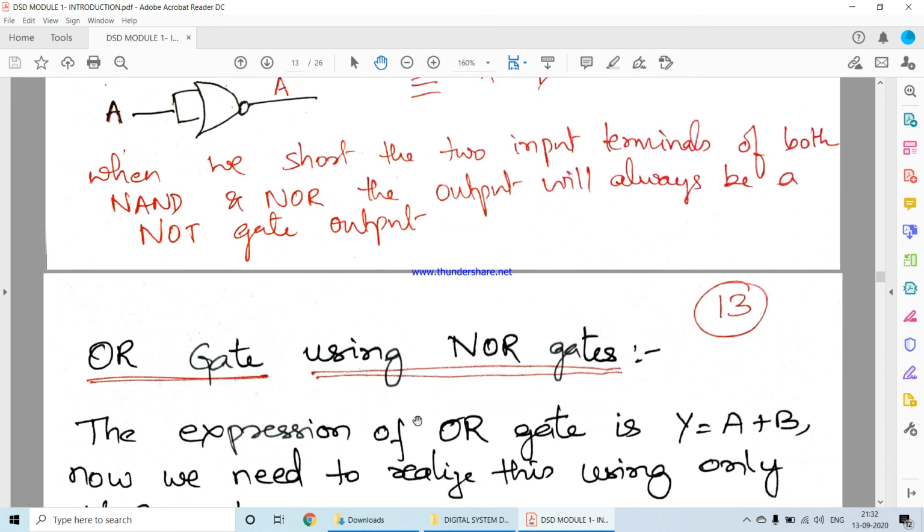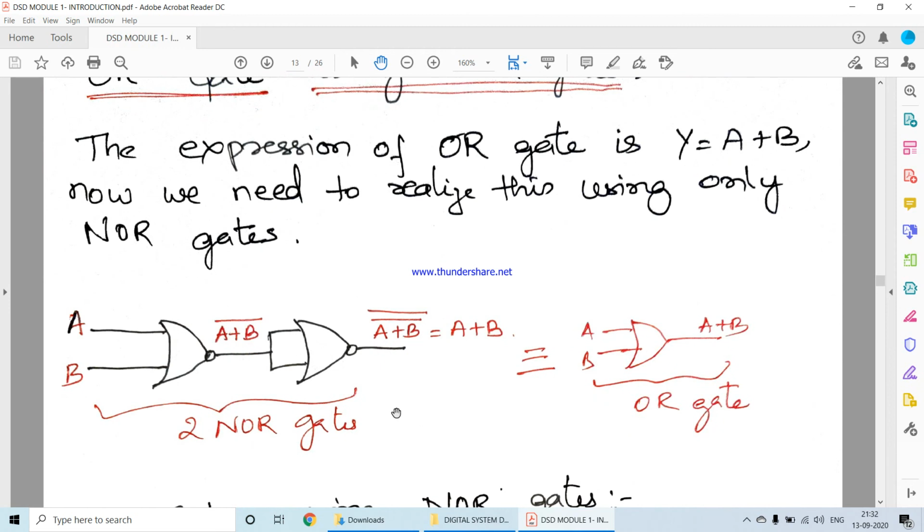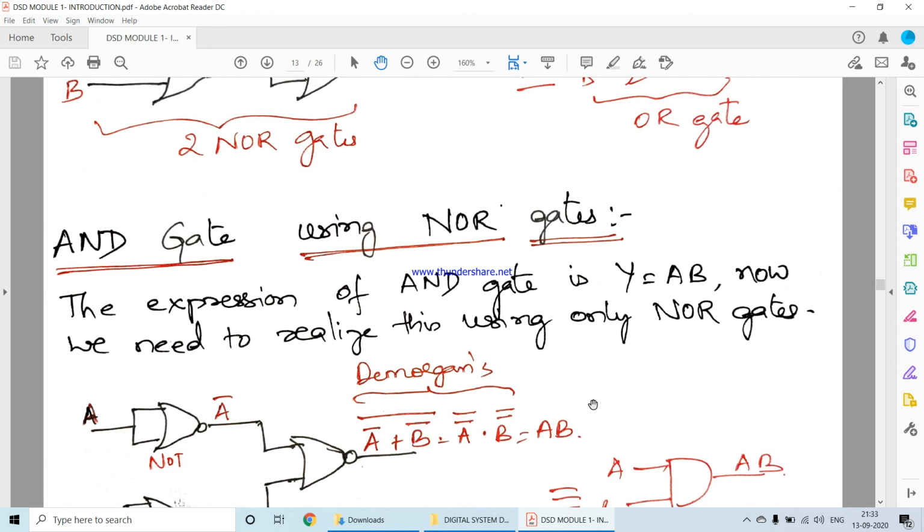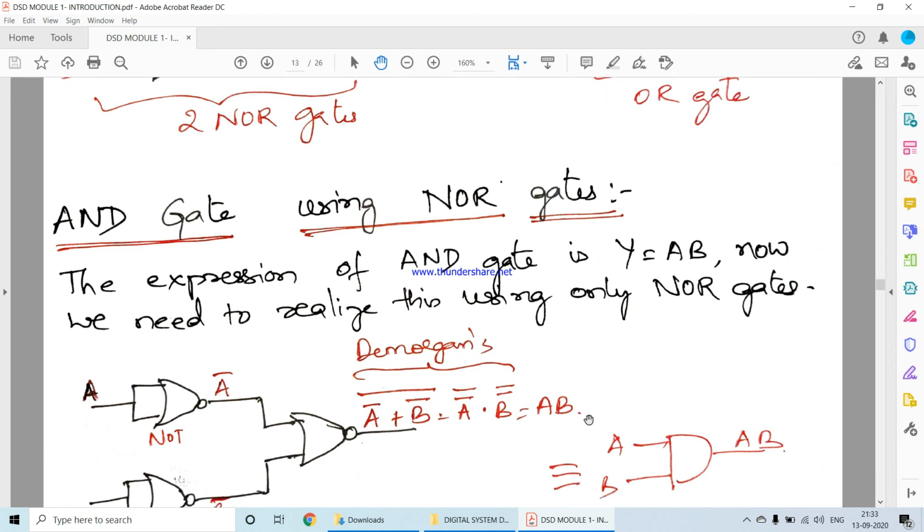Okay. Now coming to OR gate using NOR gate, very simple. When you give A, B input for NOR gate, you get A plus B the whole bar. Now this bar, if you want to remove, you use a NOT equivalent NOR. So A plus B the whole bar is given to the NOT gate equivalent NOR. I got A plus B. So you need two NOR gates to realize OR gate. Then we'll see how to realize AND gate using NOR gate.